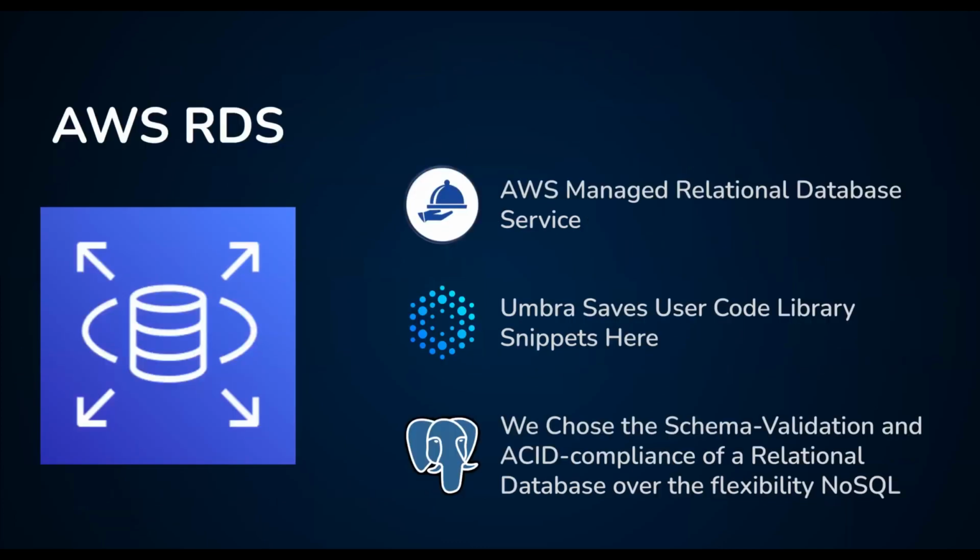Finally, let's take a look at the database. Umbra's code library functionality allows authenticated users to save blocks of code by persisting them to a Postgres database. We opted to use Amazon's RDS to handle management of the database server. While a NoSQL database could also have worked, Umbra uses a relational database to enforce a structured schema on a fairly simple relational data set.